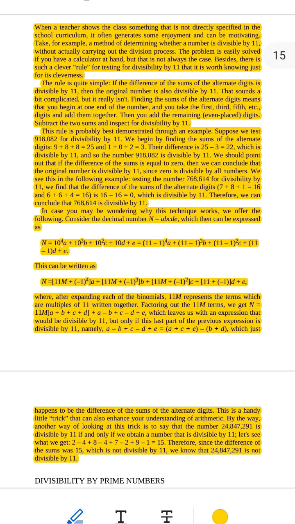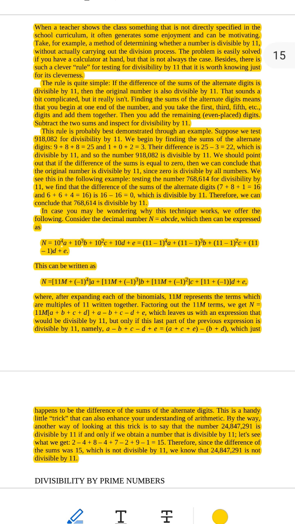1. Separate the digits into 2 groups. Odd position digits: these are the first, third, fifth, etc. digits of the number. Even position digits: these are the second, fourth, sixth, etc. digits. 2. Add up the odd position digits. 3. Add up the even position digits. 4. Subtract the 2 sums. 5. Check the result. If the result is 0 or a multiple of 11, like 11, 22, etc., the original number is divisible by 11. If it's not a multiple, the number is not divisible by 11.